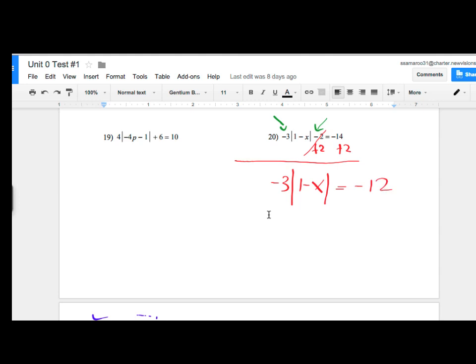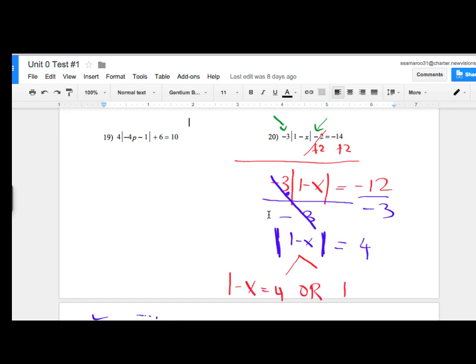So far, so good? All right, let's get rid of this 3 now. Remember, this is multiplying. So the inverse of multiplying is dividing both sides by negative 3. This is canceled. Absolute value of 1 minus x is equal to a positive 4. Negative divided by negative is a positive. Now that everything is in the absolute value is where I go and switch. So this becomes 1 minus x is equal to 4, or 1 minus x is equal to negative 4.